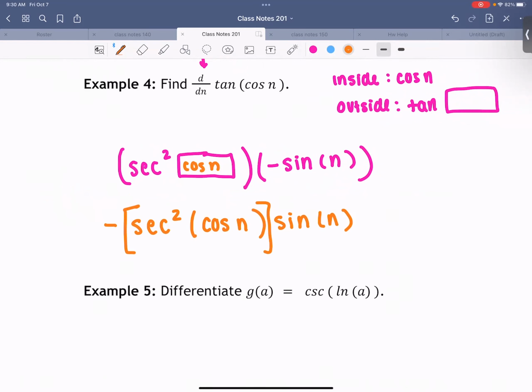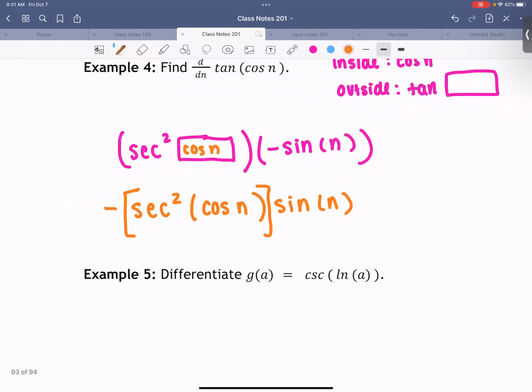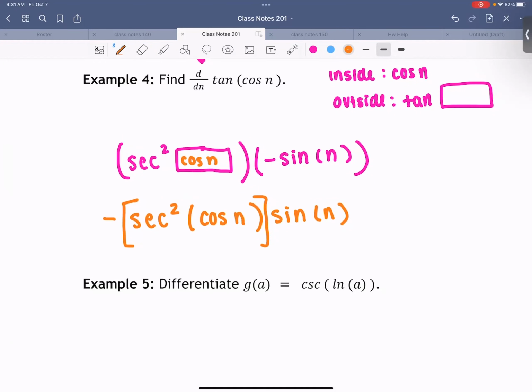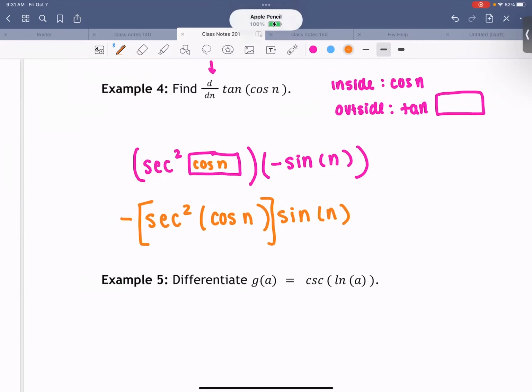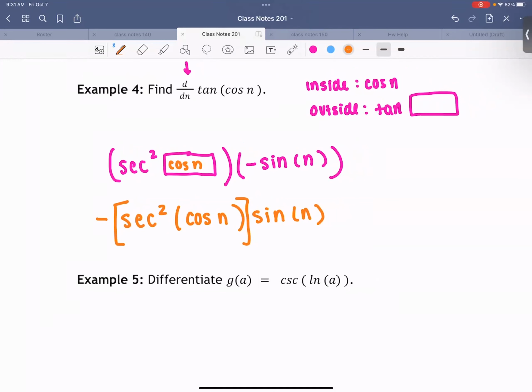All right, how about this? Why don't we work on example 5 and 6? I don't know if we're going to get to example 6 today, but work on these 2, and we'll come back in a little bit.